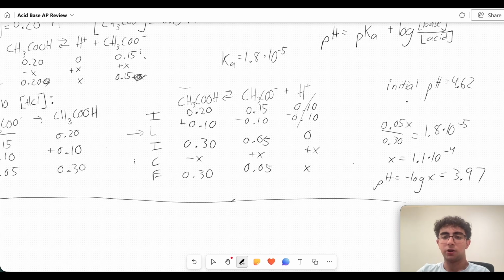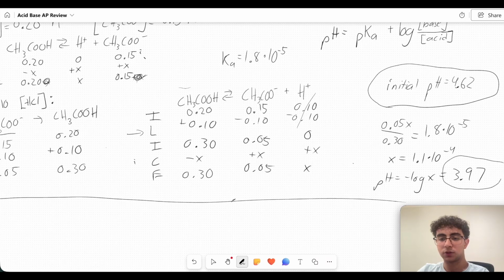So notice how our initial pH that we calculated was about 4.62, and our new pH after adding 0.10 molar of HCl is still about 4. So it's relatively in the same ballpark, and that's the whole point of a buffer.